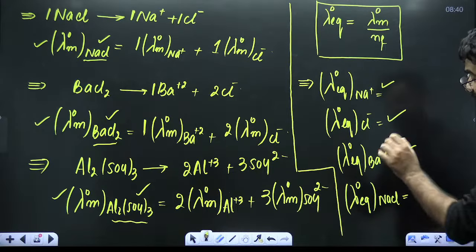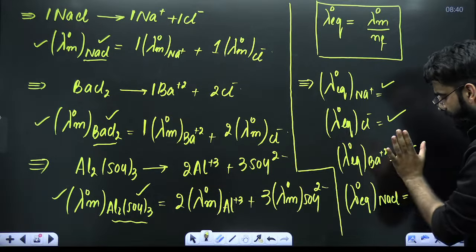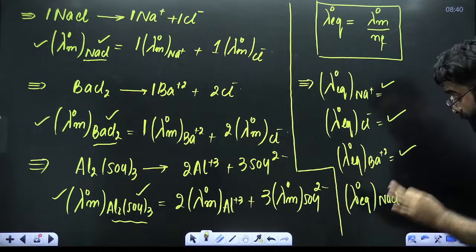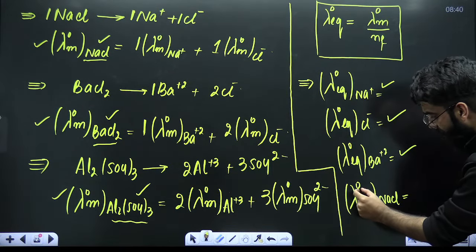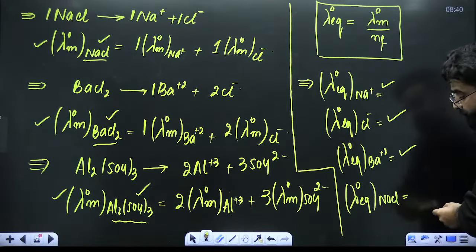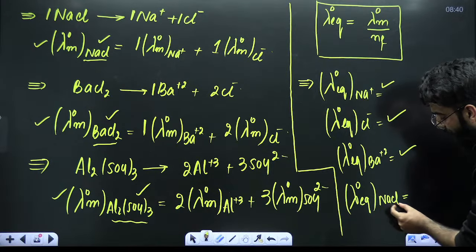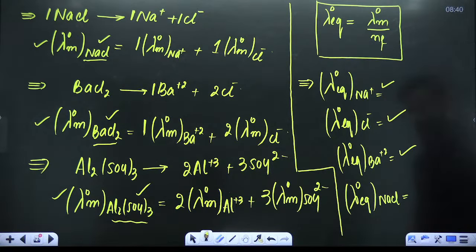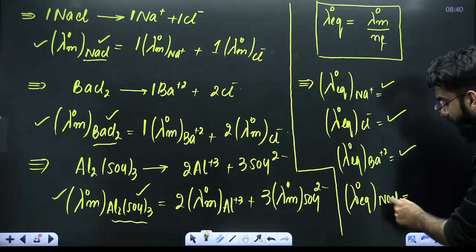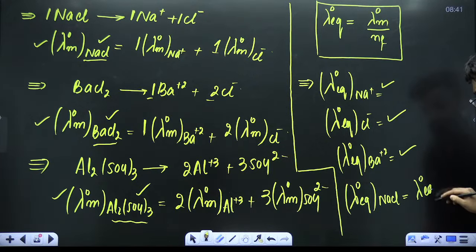Listen to me carefully. Imagine you know the equivalent conductivity at infinite dilution for Na positive and for Cl negative. Now I want you to directly write the equivalent conductivity at infinite dilution for NaCl, that too in terms of the equivalent conductivities of their ions at infinite dilution. You do not have to talk about the stoichiometric coefficients at that point. You can directly write lambda naught EQ of Na positive plus lambda naught EQ of Cl negative.